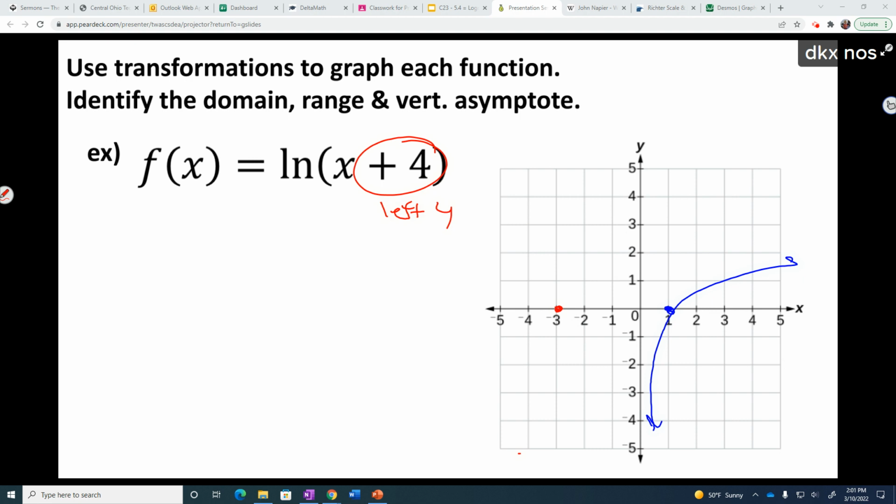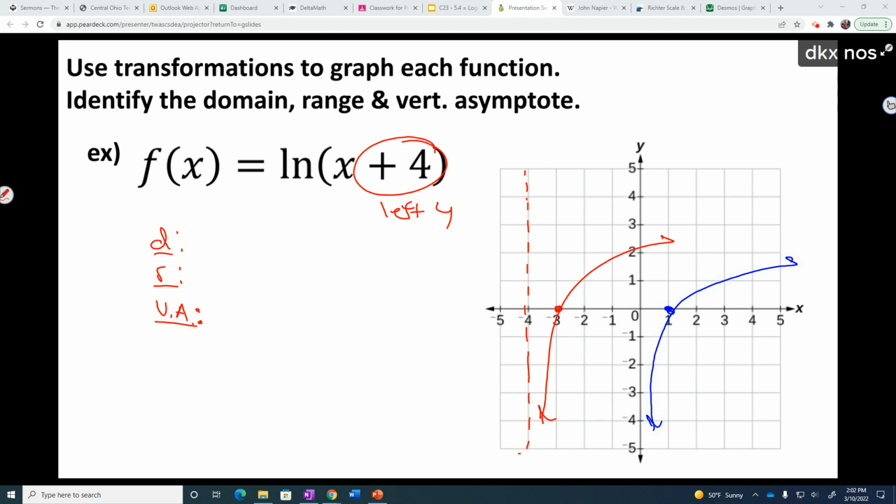The other thing we have to move is the asymptote. It was at 0. So the asymptote is at negative 4. And that's that. So then we're going to write out our domain, range, and the vertical asymptote, all these.